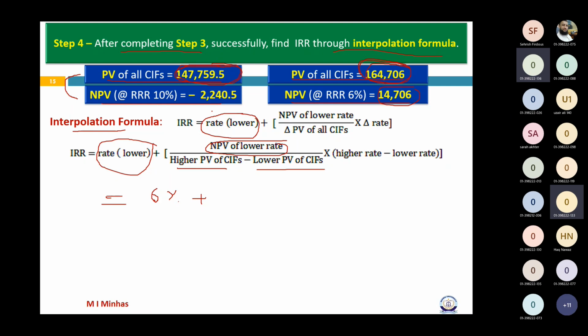It is not about NPV, it is not about rates. It is about present value of cash inflows. Please be clear about it. In the exam, please pay special attention to this, because in hurry or rush, sometimes people don't write the present value of cash inflows, rather they just write the NPV instead. Please don't do that. Is it clear? Yes, sir. Okay, so that means 164,706 minus 147,759.5.